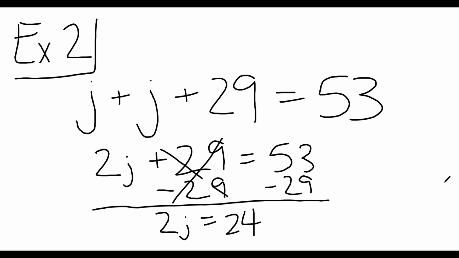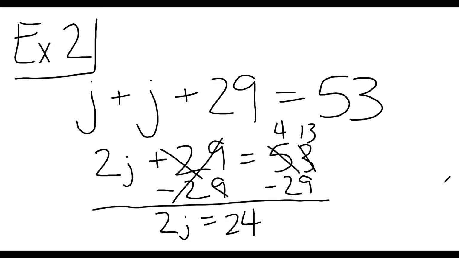53 minus 29 is 24. 13 minus 9 is 4, and then borrowing from that 5, you have 4, so 4 minus 2 is 2. Sorry, did that in my head real quick. Then 2J equals 24.